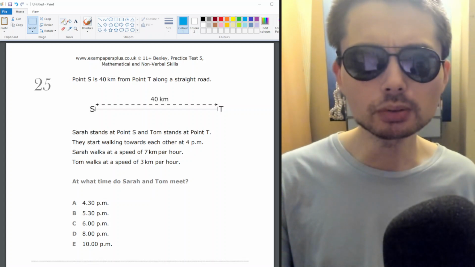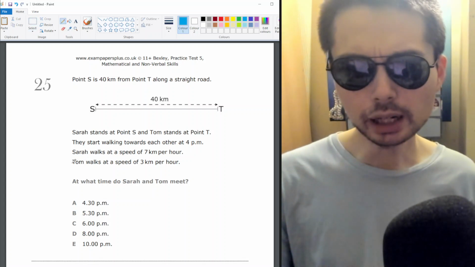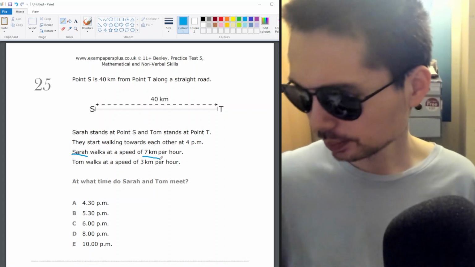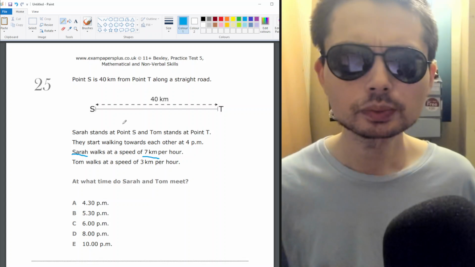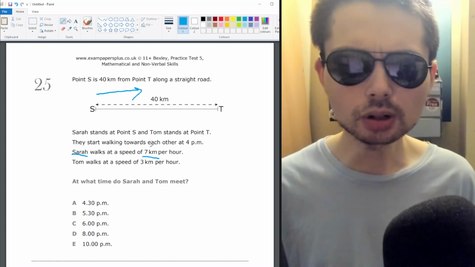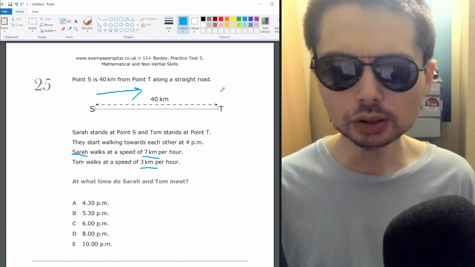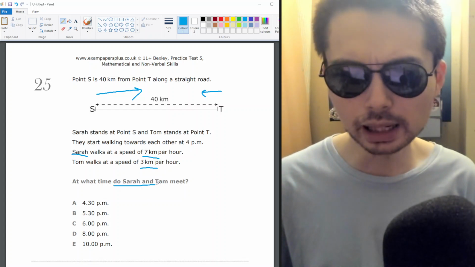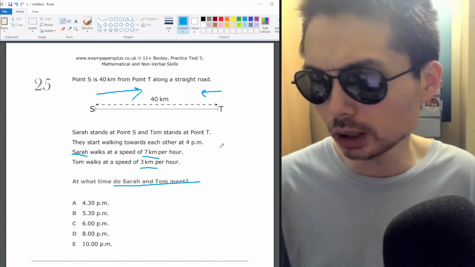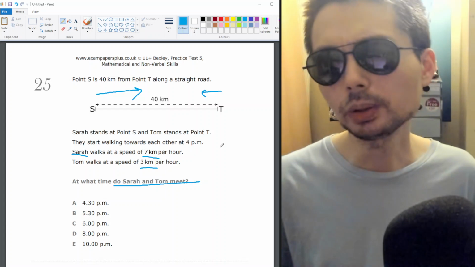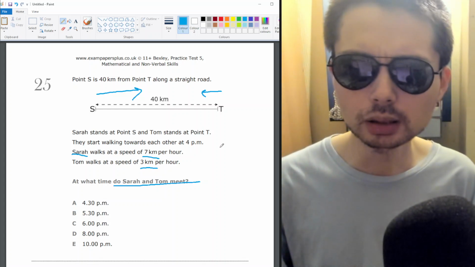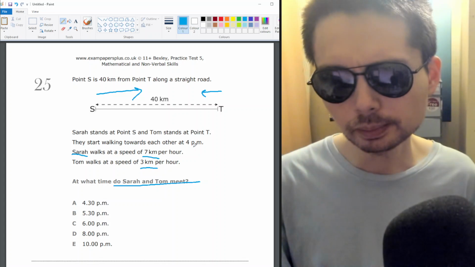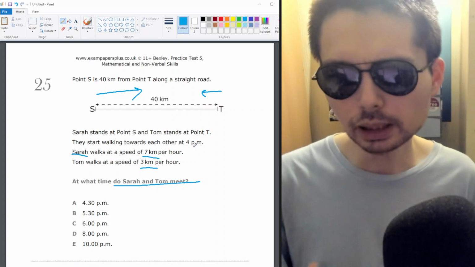Fair enough. So this person, Sarah, walks at 7 kilometers per hour. Fine. And then Tom walks at 3 kilometers per hour. So really, Sarah's walking a lot faster than Tom, but they're going to meet at a certain time. I haven't seen this type of question before until doing this paper. Okay, I've looked at the mark scheme. I think my way might be a little bit better.